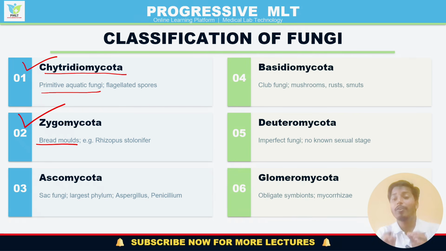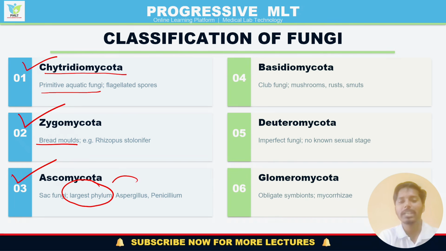Okay, Zygomycota have a unique reproduction procedure. They form the zygospore. And we will understand it gradually later. After that, Ascomycota, basically the largest phylum, for example Aspergillus, Penicillium. Got it? After that, Basidiomycota, they are club-like fungi.